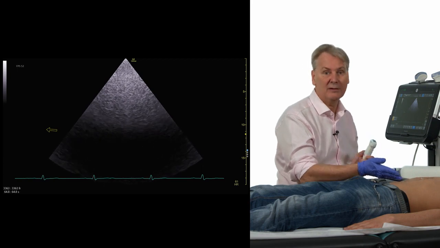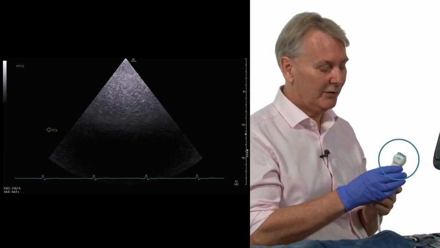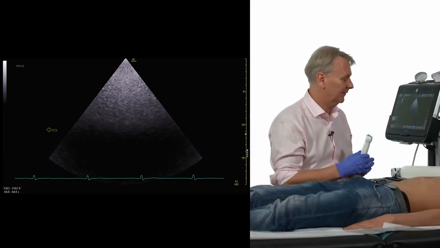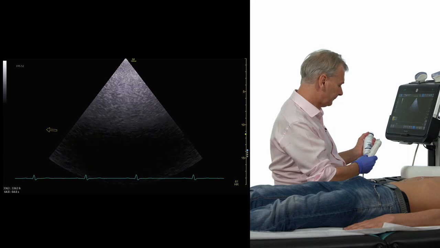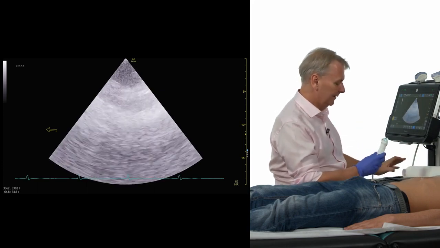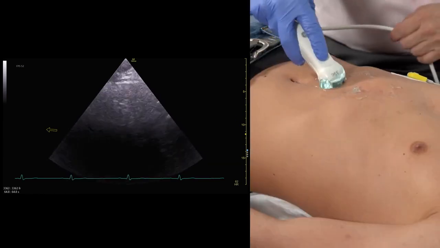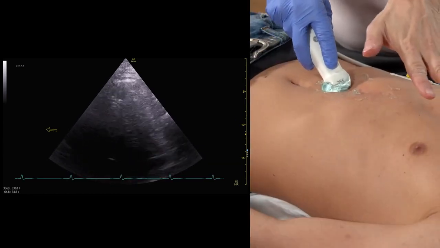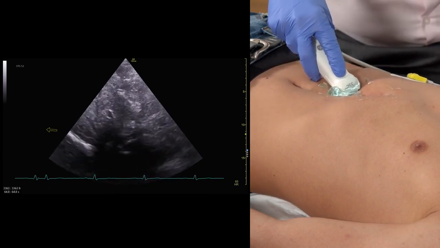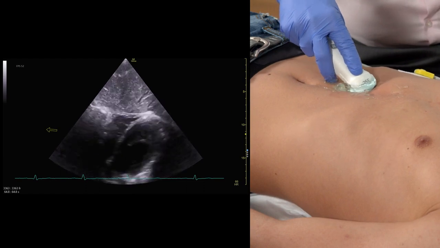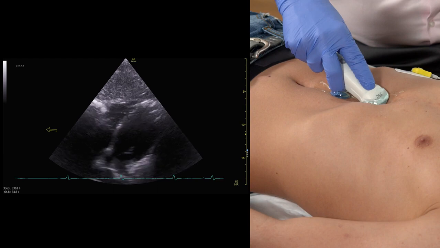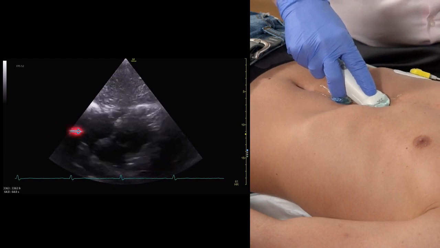a subxiphoidal position. We have a marker again on the transducer, and this marker will be pointing to the left of the patient. So I'll be using some gel, and then I will place the transducer in the region of the xiphoid, pointing a little bit towards the left to the region where the heart is, and then I will ask the patient to inhale, bitte einatmen, and while he inhales, I will move the transducer upwards until I see all 4 chambers of the heart.